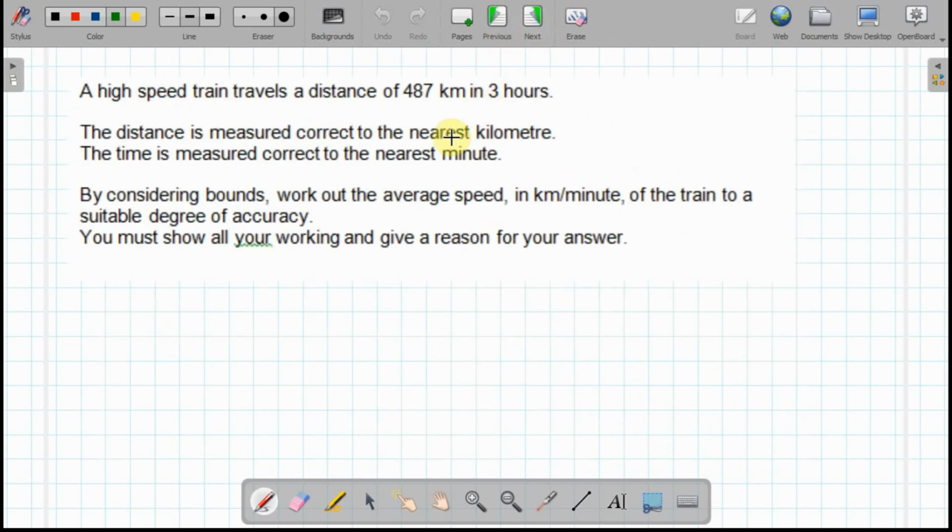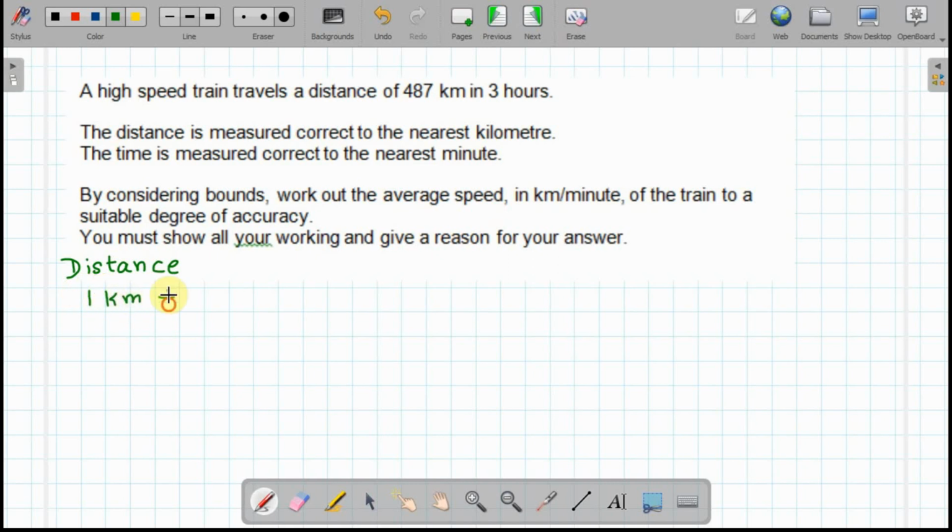So a high-speed train travels a distance of 487 kilometers in 3 hours. The distance is measured to the nearest kilometer. Okay, so the degree of accuracy is 1 kilometer. So for the distance, the degree of accuracy is 1 kilometer.